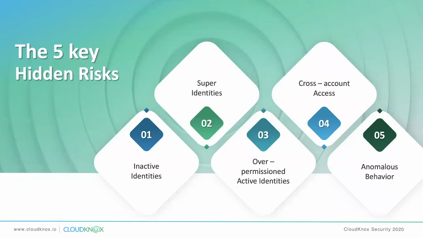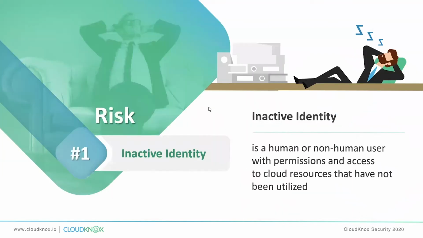So at CloudKnox, we've defined what we consider 5 commonly overlooked identity-centric risks that we believe, if not addressed on a continuous basis, it's not a one-time project, will wreak havoc on your cloud infrastructure. And we've seen it time and time again. And with that, I'm going to hand the baton over to Neil, who will take you through the first 3 risks, which are inactive identities, super identities, and over-permissioned active identities. Then Jim will walk us through cross-account access and anomalous behavior. All right, take it over, Neil.